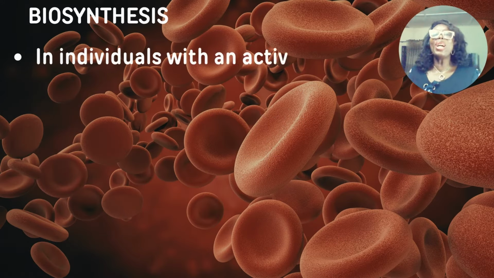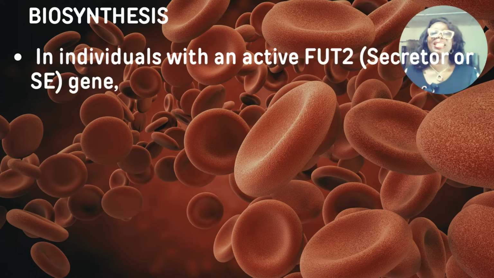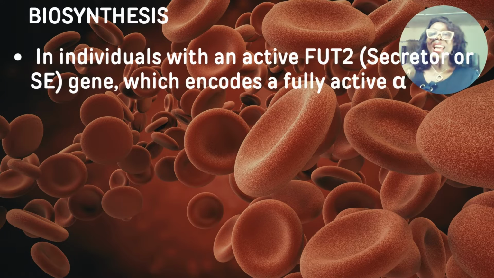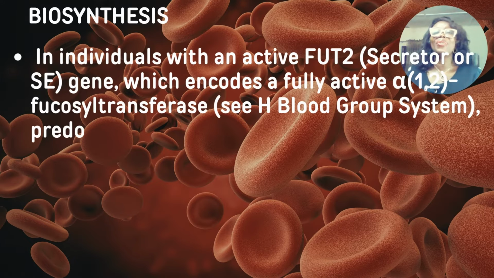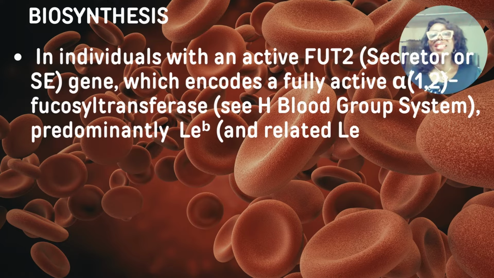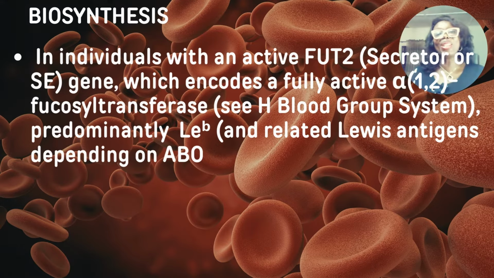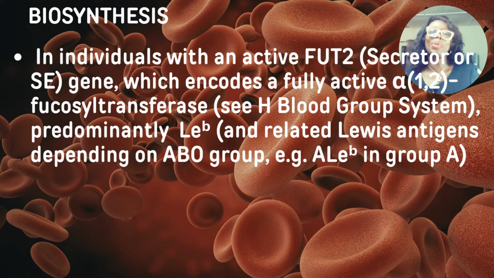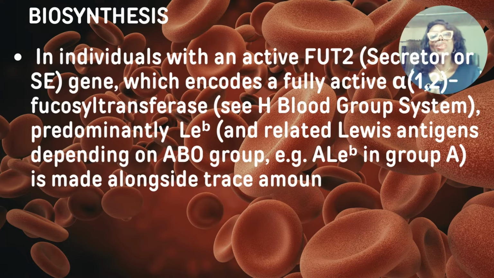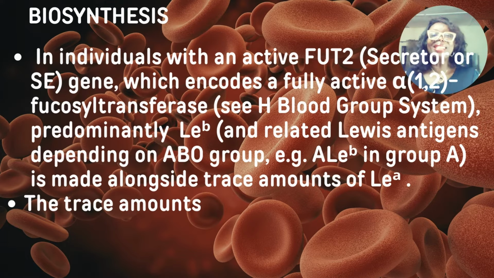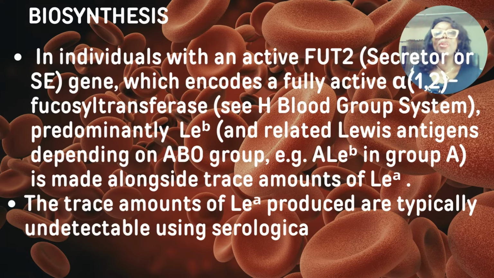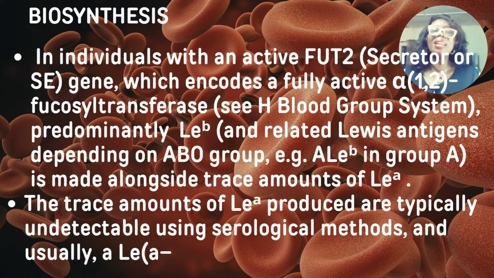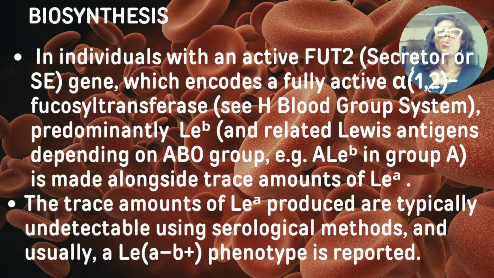Now, in an individual with an active FUT2 gene, that is the secretor SE gene, which encodes the fully active alpha 1,2 fucosyltransferase, we've discussed this extensively in the H blood group system. So it may do you well to go back and listen to that lecture on the H blood group system and the ABO blood group system. It will definitely help you understand what we are discussing today better.